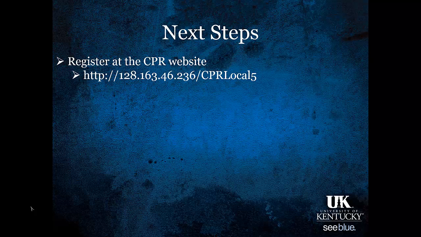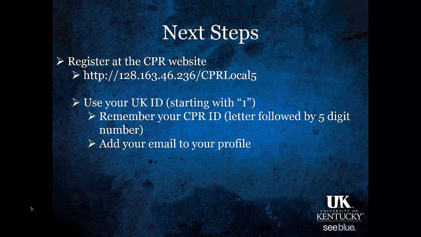But you want to register at the CPR website, which is located at the URL shown here, and probably is also on Blackboard and your course website. For the first time, you'll use your UK ID. It starts with a 1 to register your account, and then you'll be given a CPR user ID, which is a letter followed by a 5-digit number. Make sure you write that down or keep that in mind along with your password.